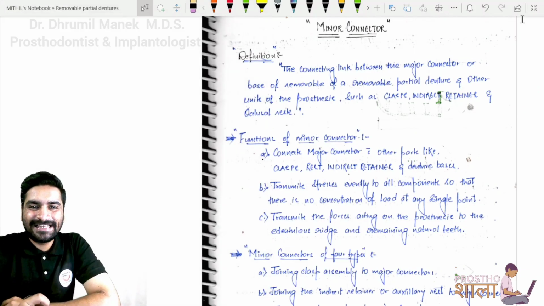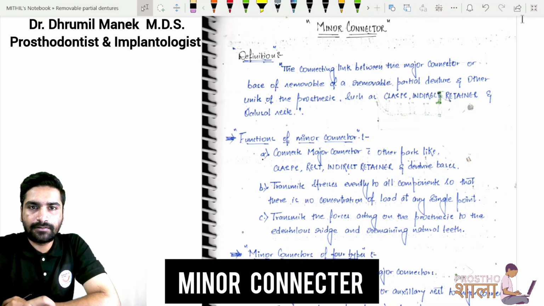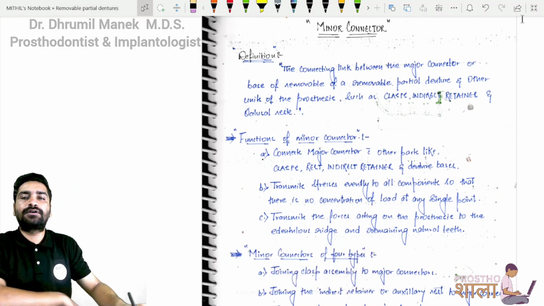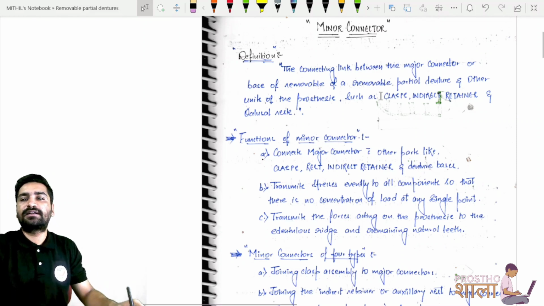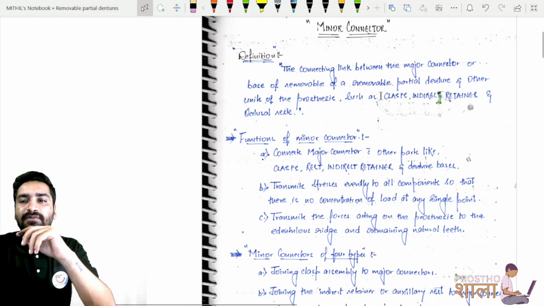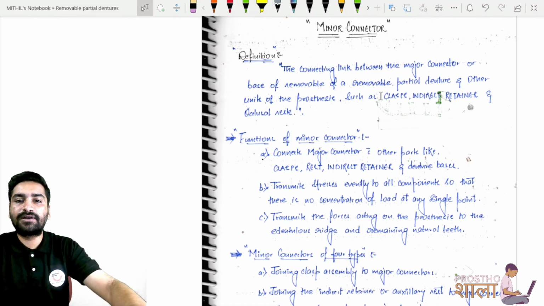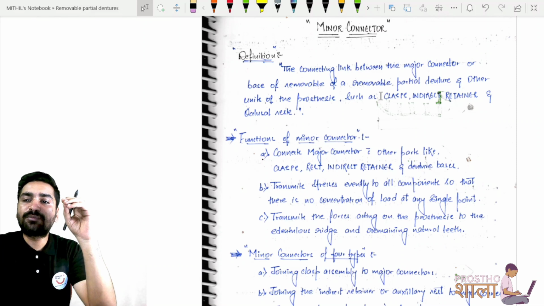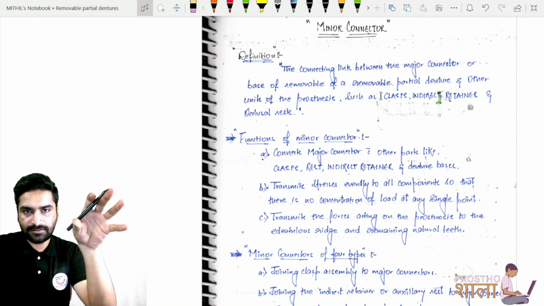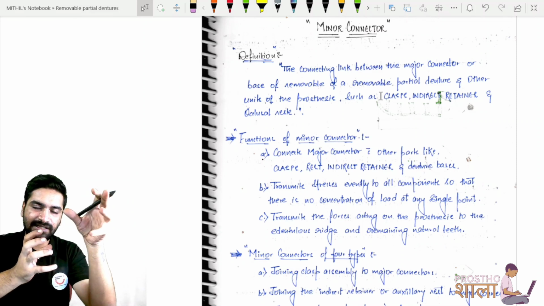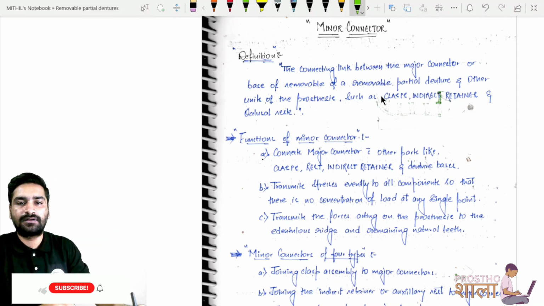So moving on to the next part, the next lecture on removable partial denture, that is on minor connectors. So we studied major connectors. Now the second part is the minor connectors. If I want to define what minor connectors actually are, minor connectors are nothing but a connecting link between the base of a removable partial denture or other units of the prosthesis.